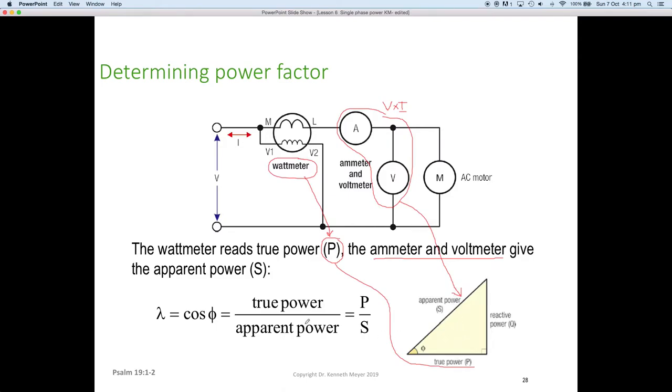And of course, once we have these two, we can now use this formula to calculate the cos of the angle, which is that one in there. So how can we determine power factor? To do that, we're going to need a wattmeter and a volt-ammeter combination to work out two sides of the triangle, then use a little bit of trigonometry to work out the cos of the angle and then the angle itself.